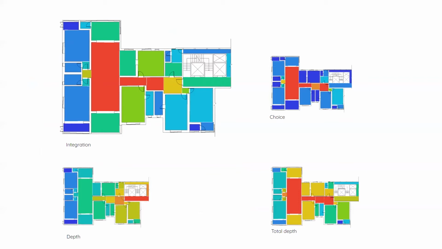The choice values show that the central corridor and large living room have the highest choice, since they fall on the way to maximum other spaces. These can be considered to be spaces where chance encounters are likely to happen.